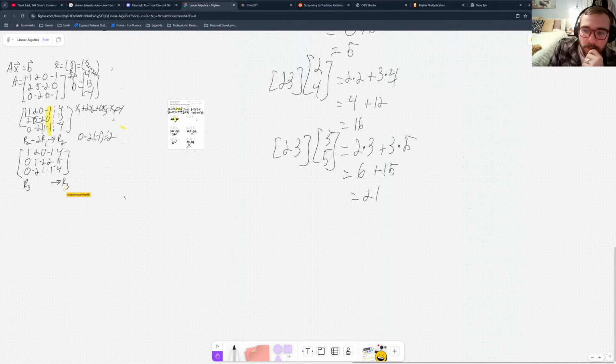Because we don't want to turn the 0 in the bottom left corner into a 1. So we don't want to use row 1, right? Because that'll add 1 in the x1 column. We don't want that.